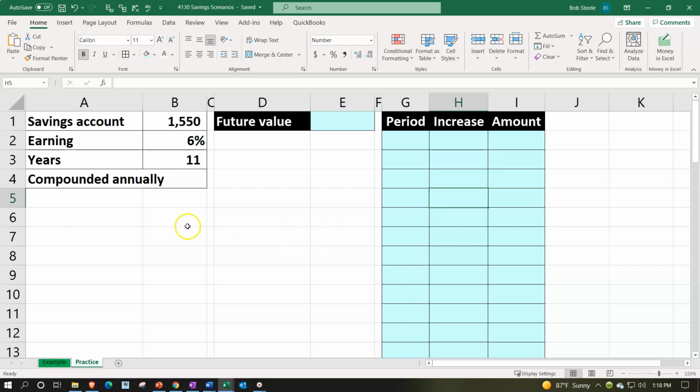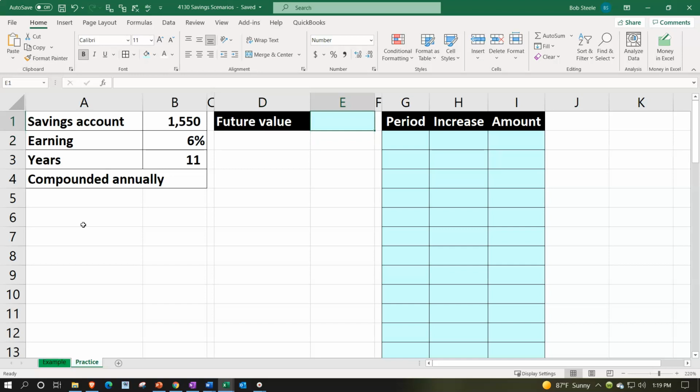So we're looking at a savings scenario here. If we put money into some kind of savings account and we have the 1,550 and we're going to earn a rate of return that we're going to compound annually at the 6%, what would happen if we left that money in there, didn't touch it? We're not putting any more money in. We're just keeping it in there for 11 years, getting that average of 6%. Where would we be in terms of future value dollars?